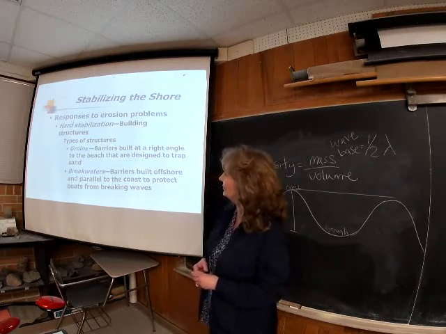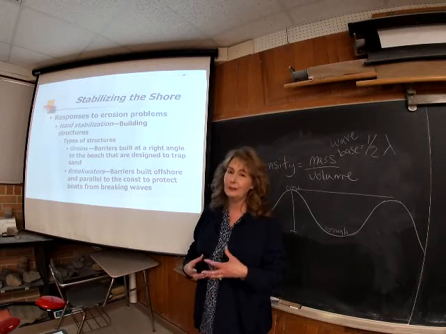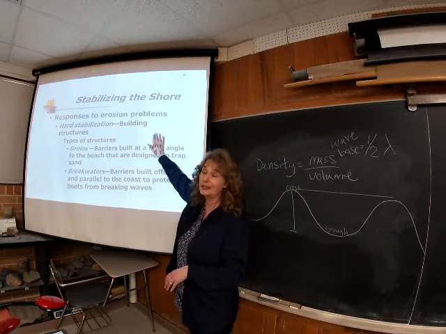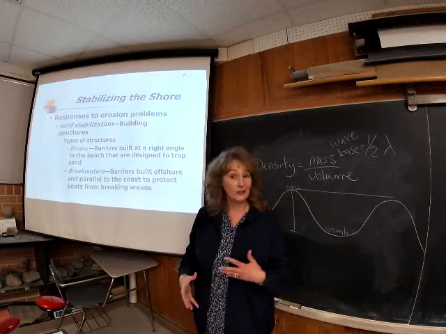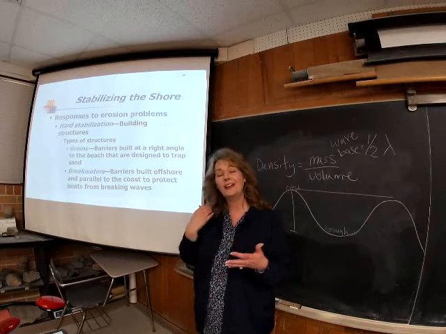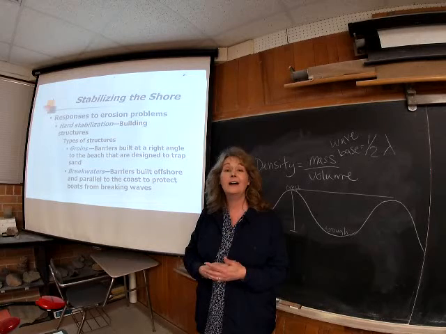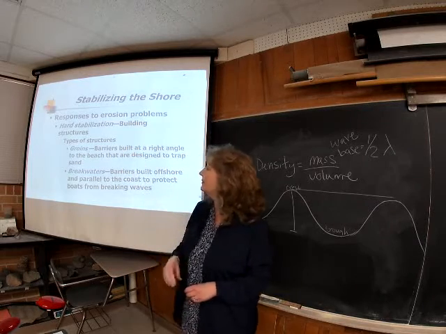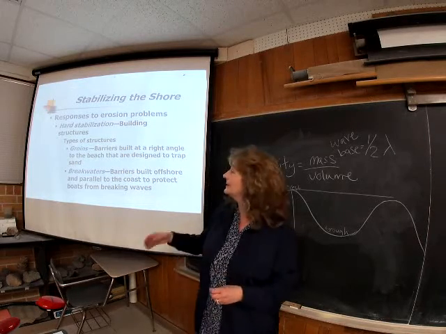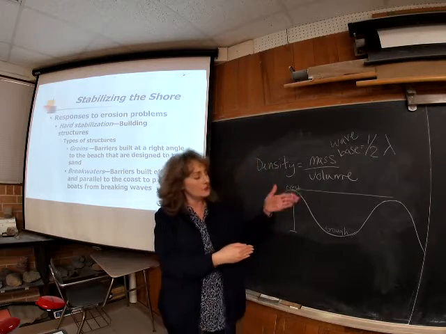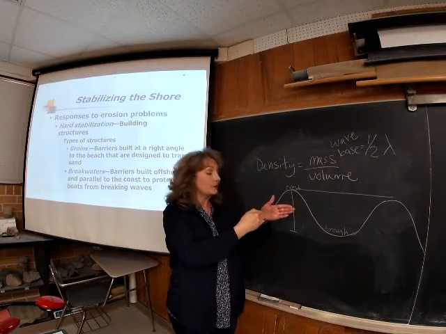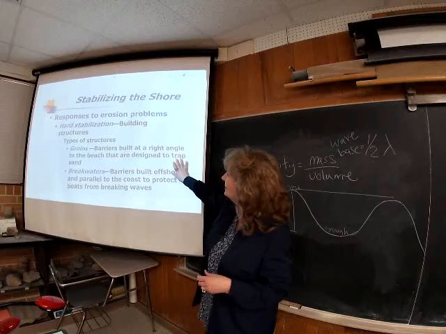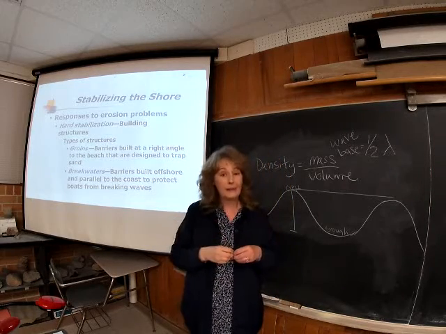Here are some responses to the erosion problems, because we love our beaches and we want to keep them. Some of it is hard stabilization, where we build structures in various ways to cut down on the wave impact hitting our beach. Here are some names for you. The first one is a groin. A groin is made perpendicular to the beach, built at right angles, and designed to trap the sand.